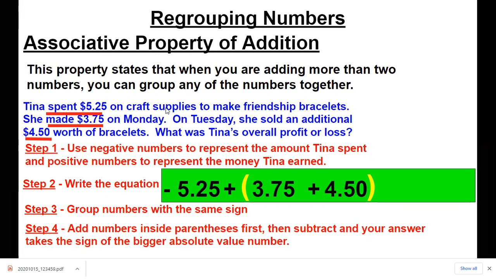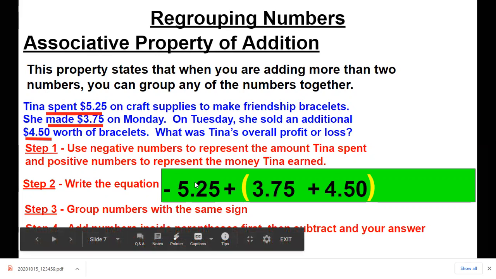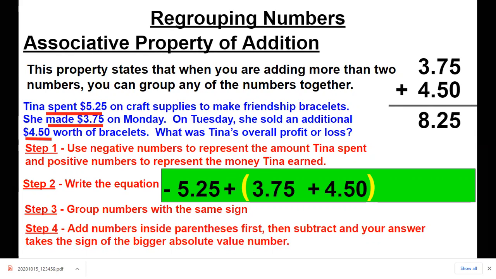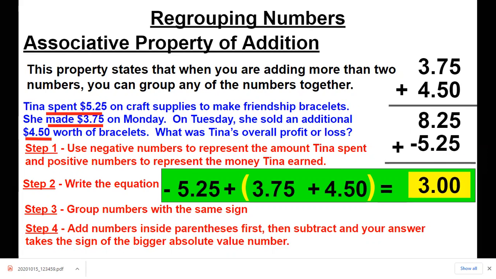Why are we going to subtract after we add them? Because we have a negative number here, and this is going to give us a positive number. So when you have two different signed numbers, you are subtracting them. And then we're going to find the answer by subtraction and take the sign of the bigger absolute value number. So 3.75 plus 4.5 will give us 8.25. And then we subtract the $5.25 out of that to come up with $3. So the change was a profit of $3.